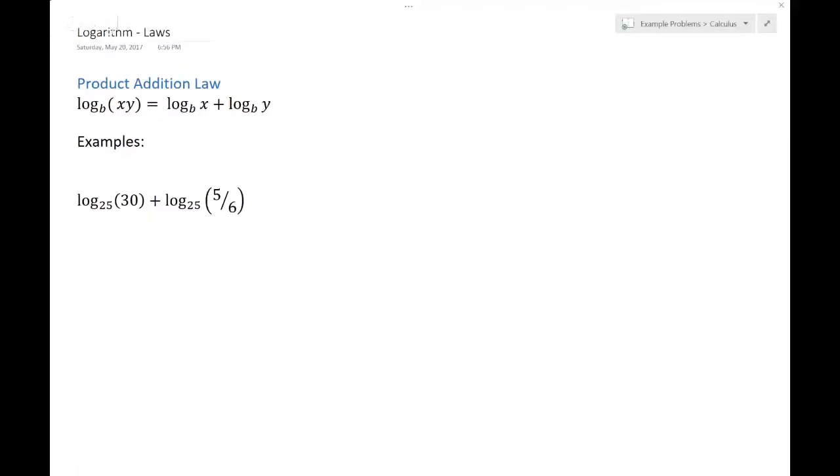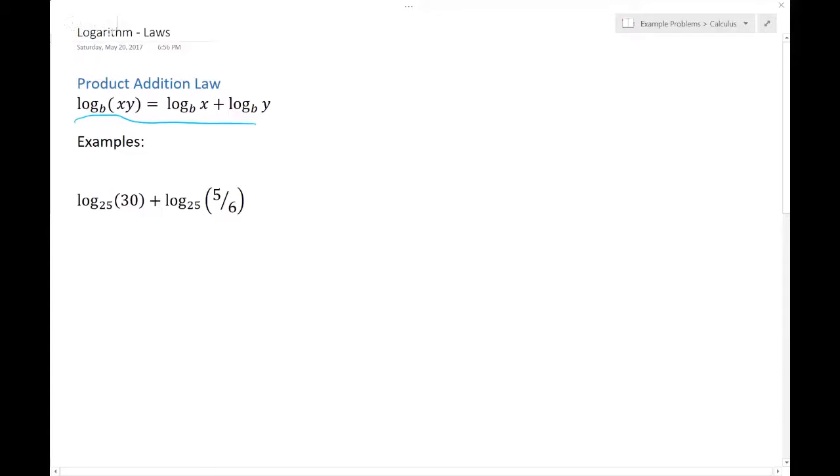In this video, we're going to cover logarithm laws. So the first law of logarithms that is really useful is the product addition law, which simply states that log b of xy is equal to log b of x plus log b of y.